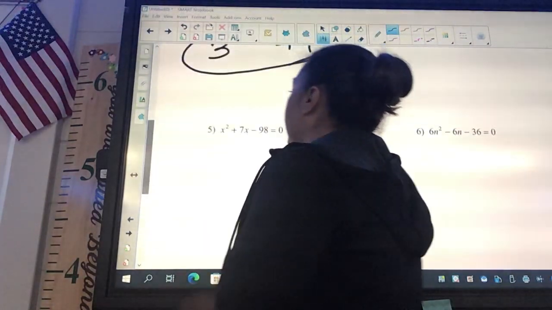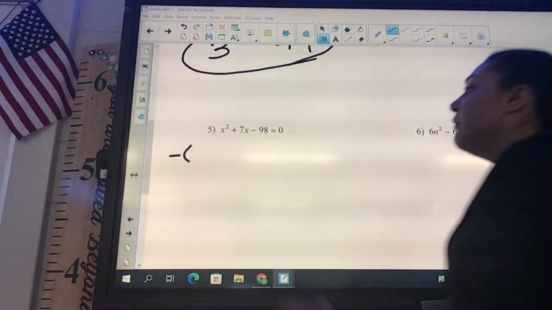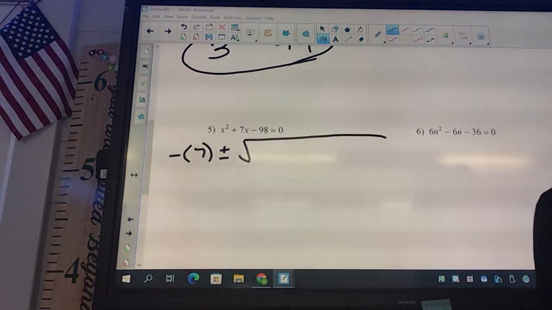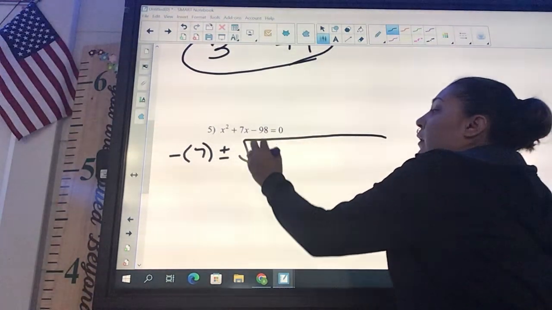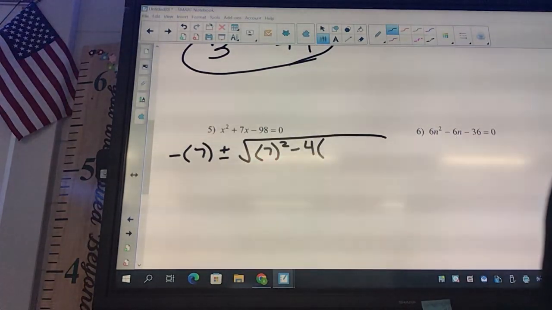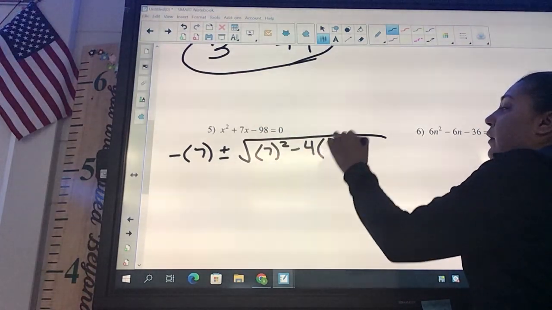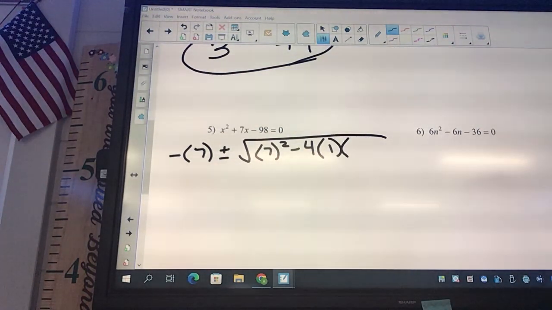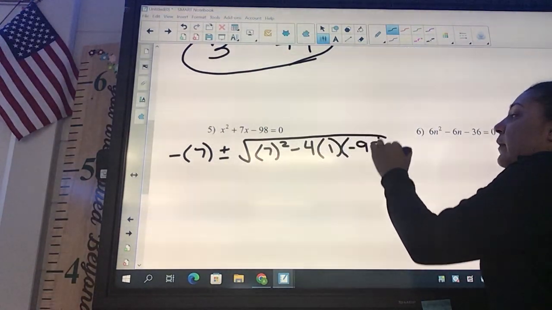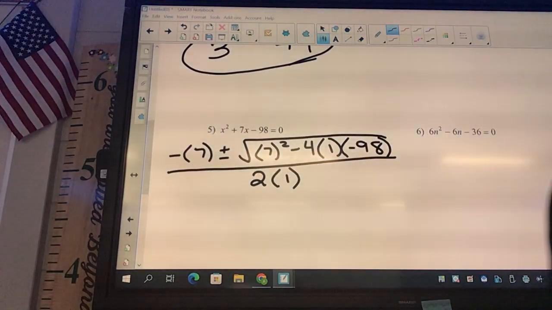Okay, let's look at 5. We got negative. What's our b? 7. Plus or minus the square root. B squared minus 4. What's our a? 1. C. -98. All over 2 times our a, which is 1.